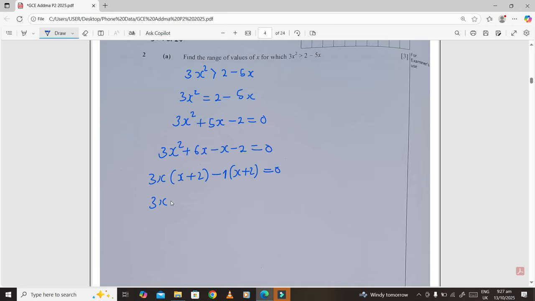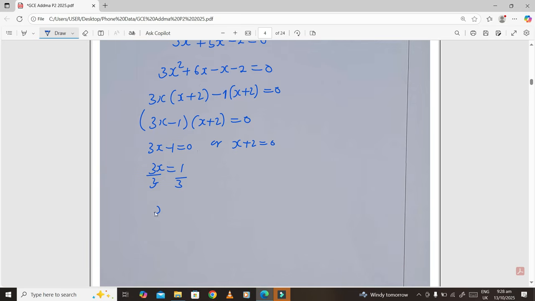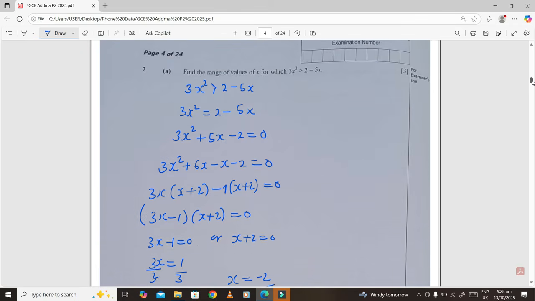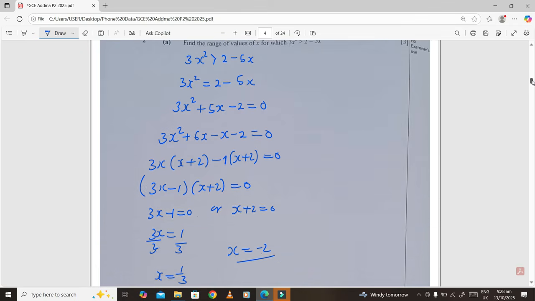Okay, 3x minus 1, x plus 2 is equal to 0. 3x minus 1 is equal to 0, or x plus 2 is also equal to 0. 3x is equal to 1, over 3 over 3. The value of x here is equal to 1 over 3, while here x is equal to negative 2. So now these are not the final solutions. Okay, these are not the final solutions.